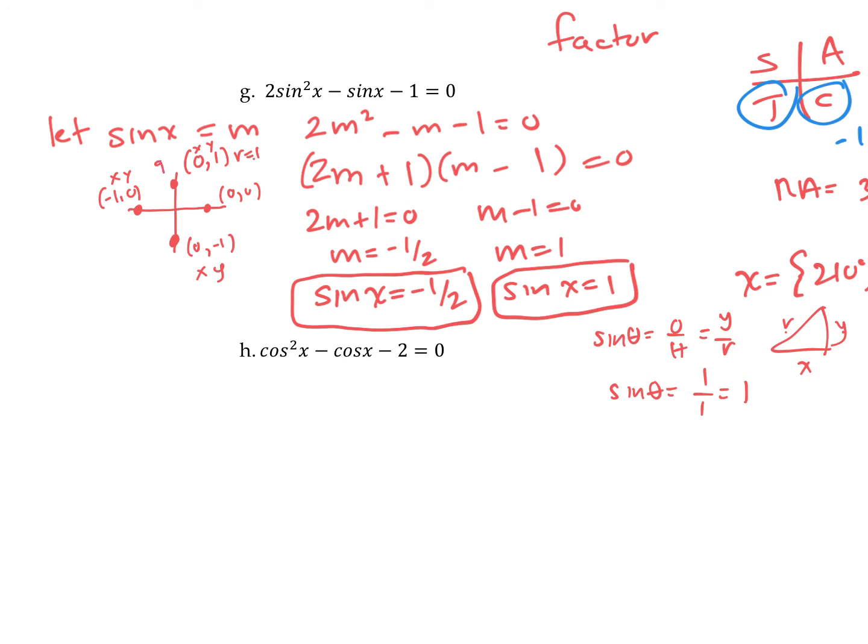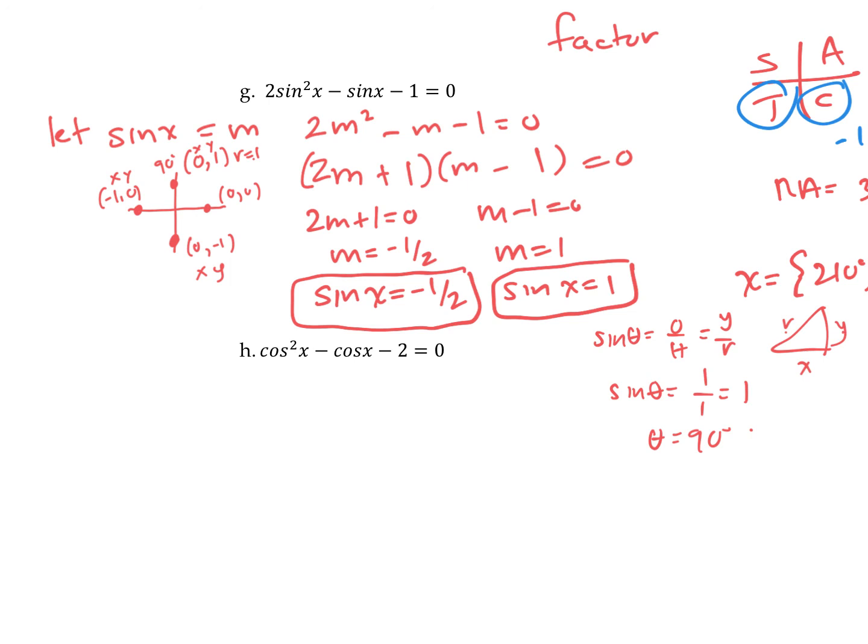That's the 90 degree. At 180, y is 0, so that's not going to work. At 270, y is -1, so that's not going to work. And at 360, y is 0. So sine is 1 at 90 degrees.